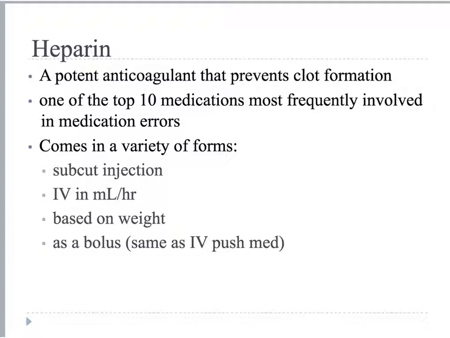Our fourth form would be as a bolus. So this would be the same as an IV push med. When we have a protocol that is given for heparin, it usually is ordered in the way that the patient needs to receive a bolus first, which is this IV push med. And then after they receive the bolus, then they'll start an IV in milliliters per hour. So we'll look at some problems where we have that combination of a bolus and an IV as well.